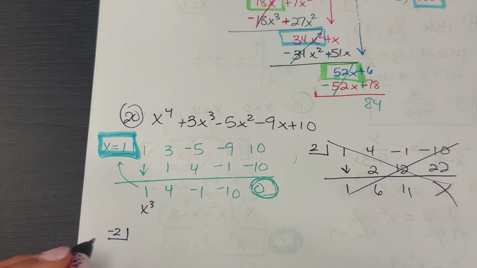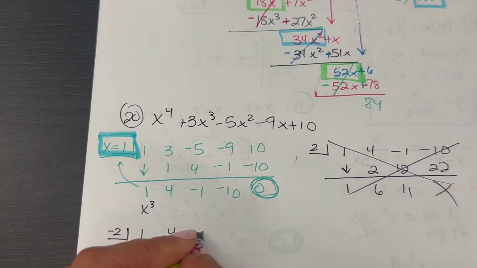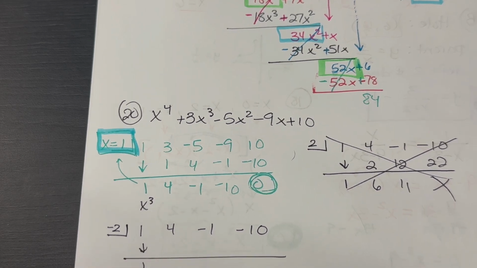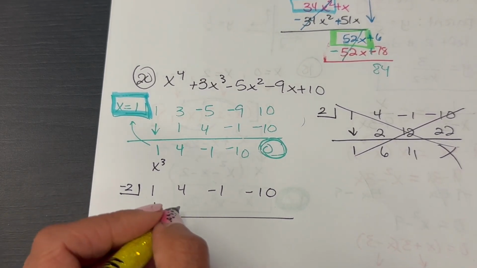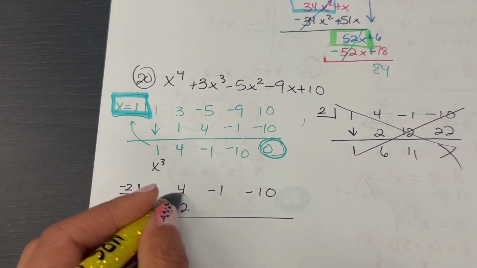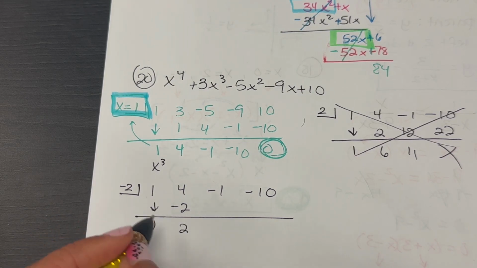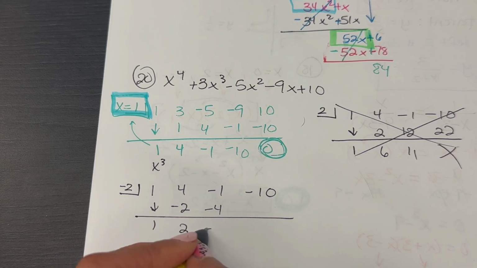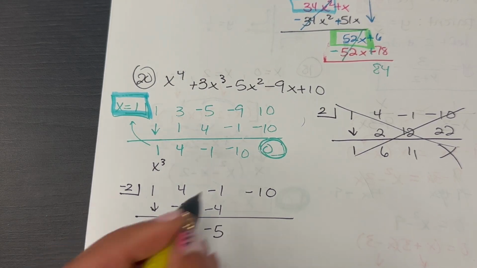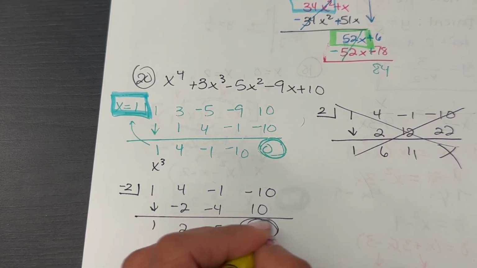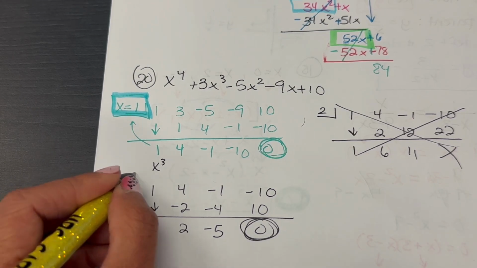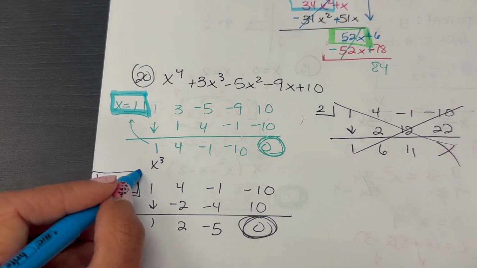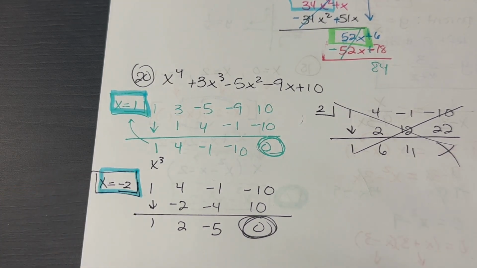Let's use the -2. 1, 4, -1, -10. Bring down the 1. 1 times -2 is -2. 4 minus 2 is 2. 2 times -2 is -4. -1 plus -4 is -5. -5 times -2 is +10. We got our 0. So x equals -2 is our second root. You can select that from the second drop-down menu.